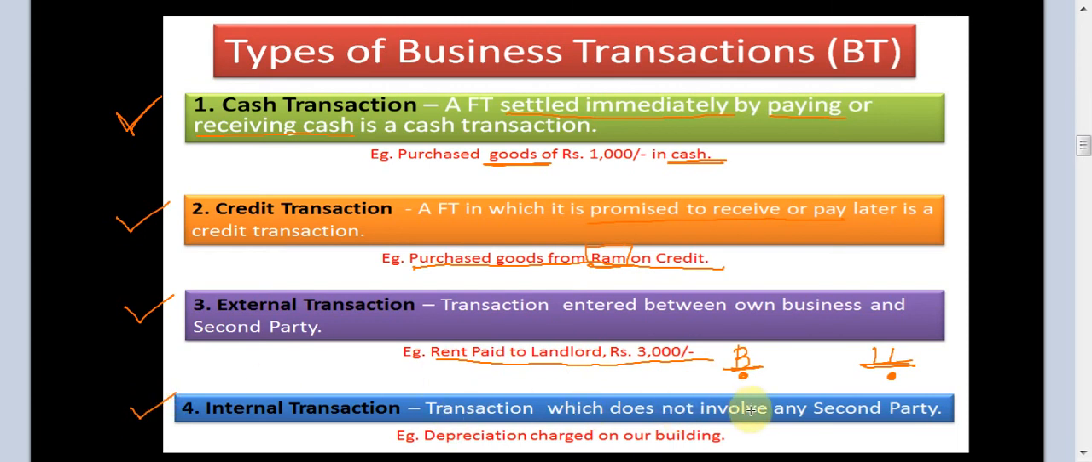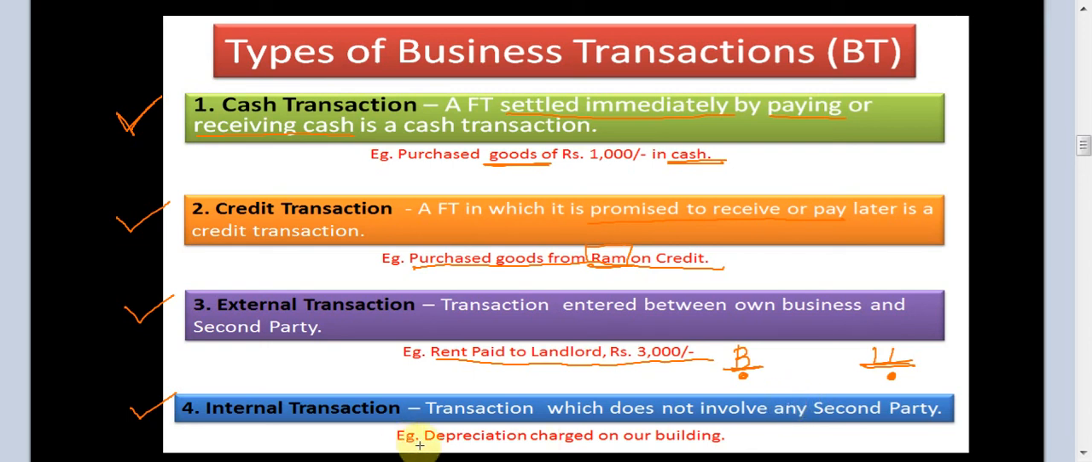A transaction which does not involve any second party. So say I charge depreciation on my machinery. The machinery is with me and I am charging depreciation to get to know the correct profit or loss of the business. So where is the second party involved? There is no other party involved. It is my machine and I am charging depreciation in my books of accounts. Such a kind of transaction will be called your internal transaction.